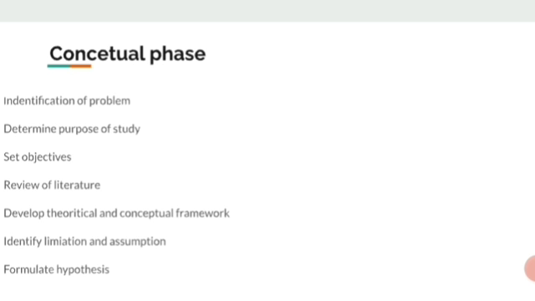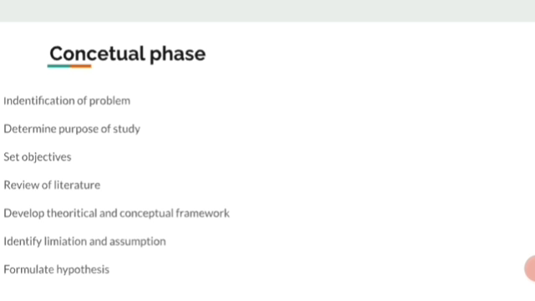First one is conceptual phase. In this conceptual phase, the first thing you have to do is identification of a research problem. So you have to identify which area or which part you are going to do research. Determine purpose of study. Once you select your problem, you should make sure why you study and what is the use of doing research in that specific topic, and set objectives. You have to set primary and secondary objectives so that you can focus on the path.